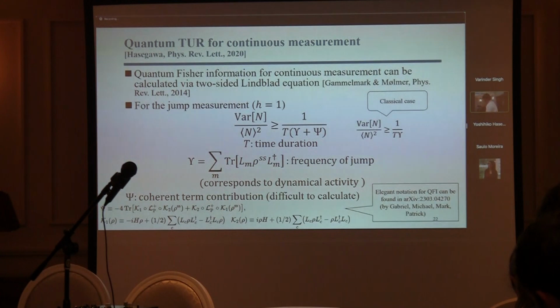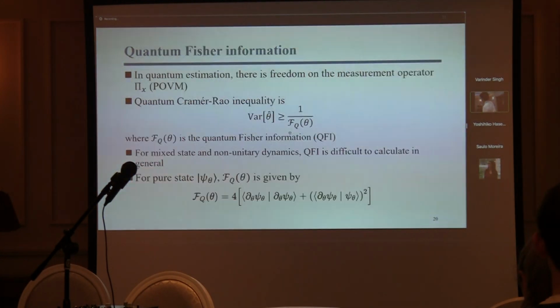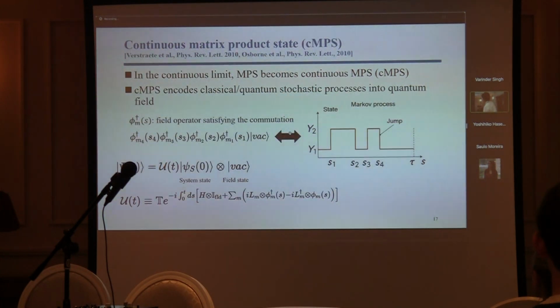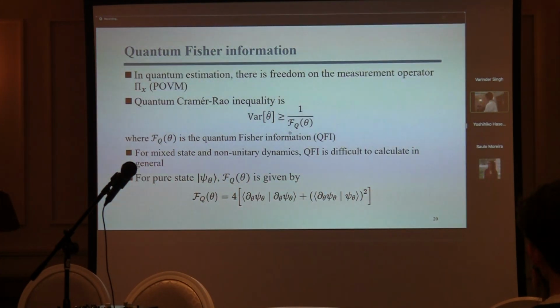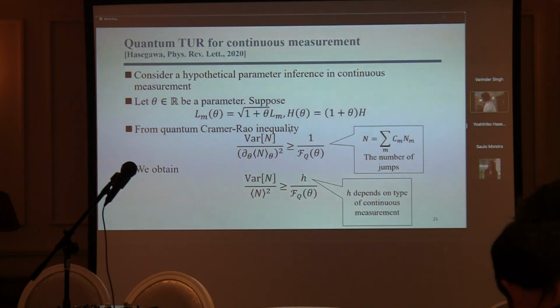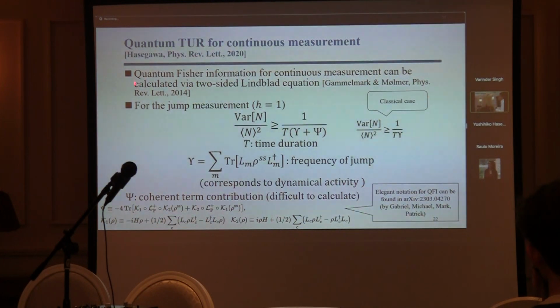And here H is a parameter which depends on the type of continuous measurement. And because, as I said, quantum Fisher information is very difficult to calculate, but for a pure state, it is not difficult. And as I emphasized in this slide, CMPS state is a pure state. So by using this CMPS representation, quantum Fisher information can be calculated with this expression. It is known that the quantum Fisher information can be calculated via the two-sided Lindblad equation. For details, please see this paper.